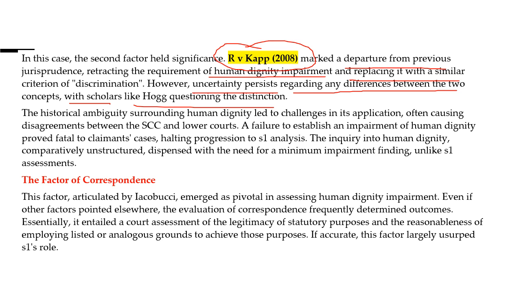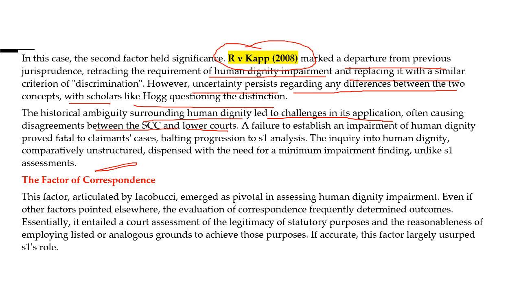So, this historical ambiguity and confusion surrounding human dignity led to challenges in its application, often causing disagreement between the Supreme Court of Canada and lower courts. Finally, it was concluded that whatever grounds Section 15 is providing us are more than enough. They are in themselves imbibing the human dignity impairment concept, and for fairness, we have Section 1 also. So you can go to Section 1 rather than doing any unnecessary expansion of Section 15. This was what was concluded after R versus Kapp.